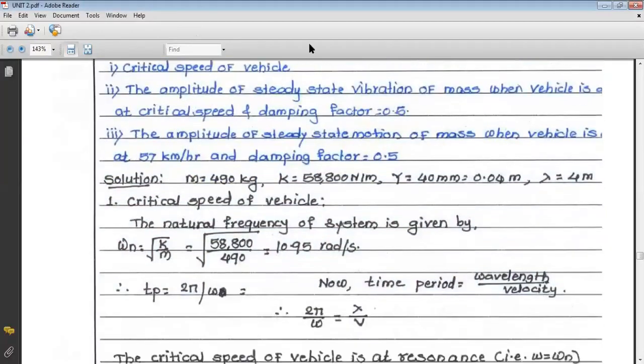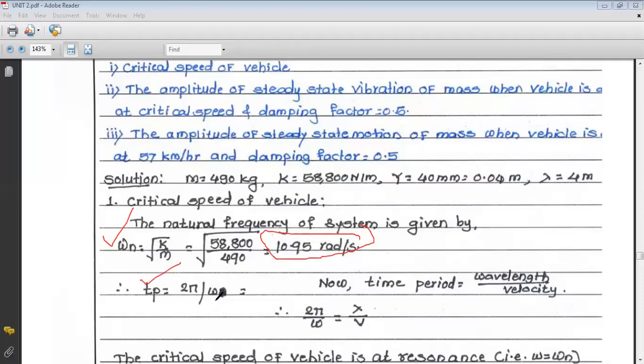Now we know that if we know the value of k and m, we can find out the value of natural frequency. So omega n is equal to square root of k by m. So 58,800 divided by 490 and square root of that. So that becomes 10.95 radian per second.